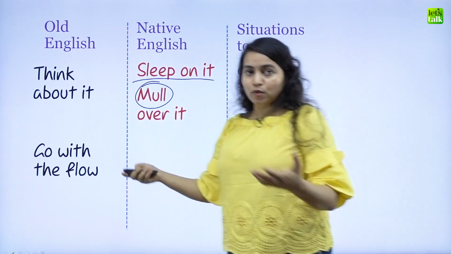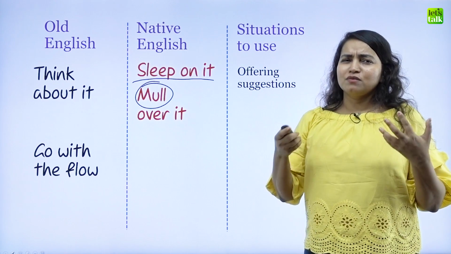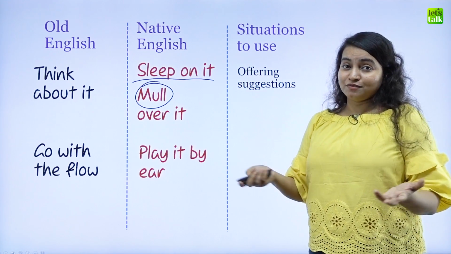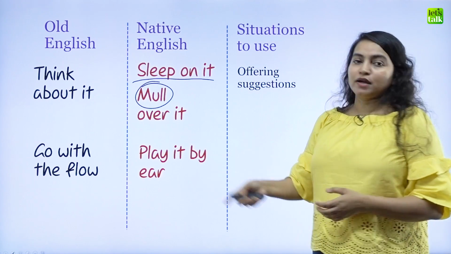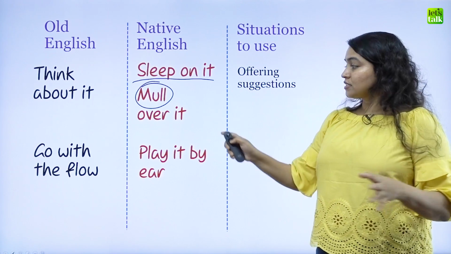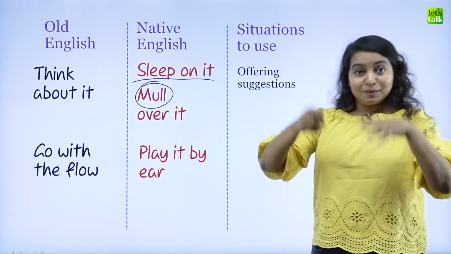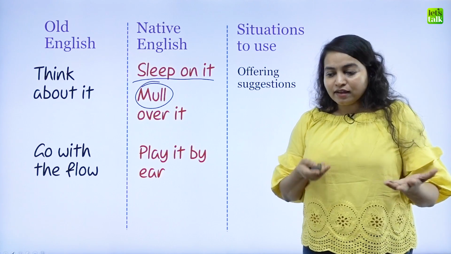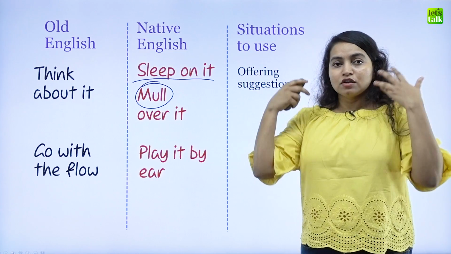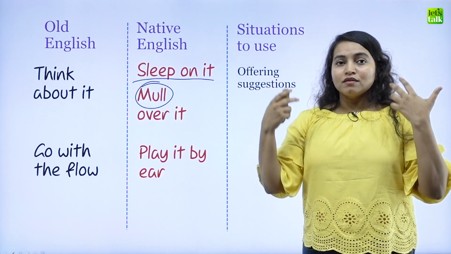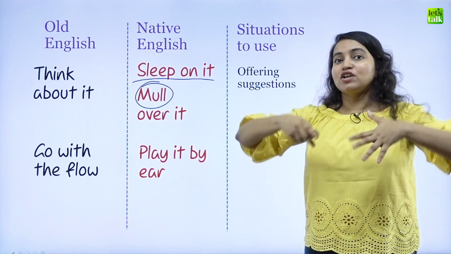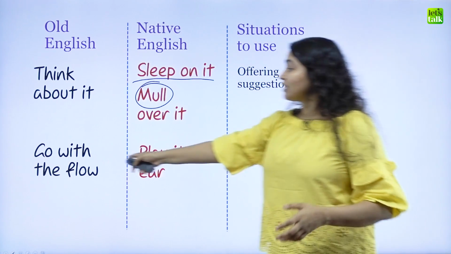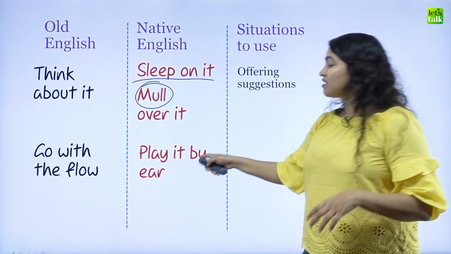Sometimes you have to go with the flow, but what does that really mean? And what could you say in the native English phrase? You would say play it by ear. Now let me tell you, there are some things in life that we really plan, right? But there are some things in life where you cannot really plan it because you want things to just go the way it is. You want things to just shape out in the way that it is going forward. And that's when you go with the flow. In other words, you play it by ear.